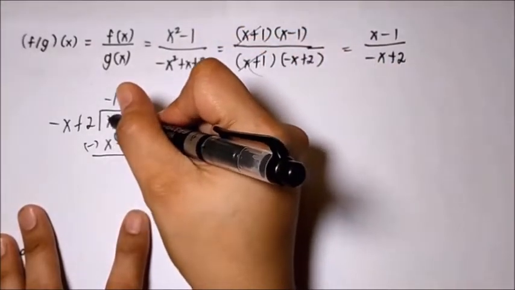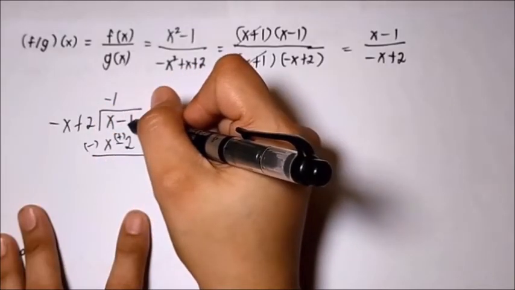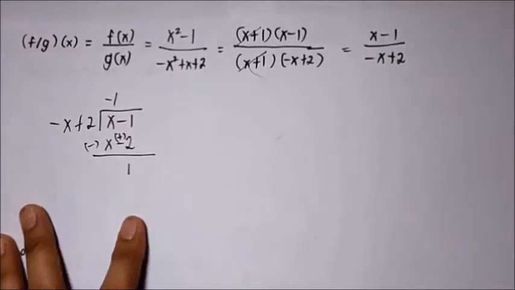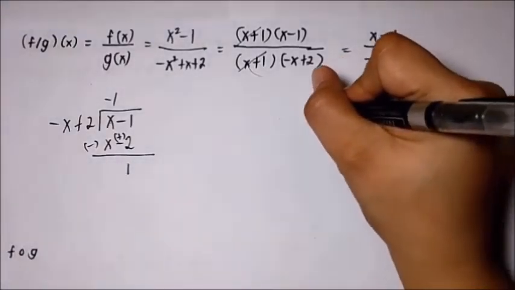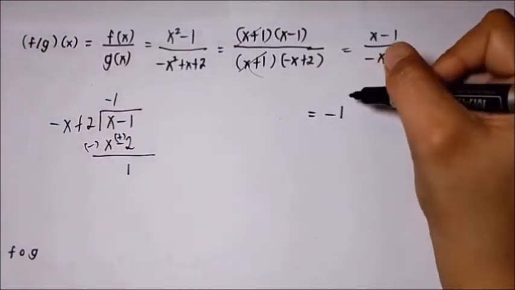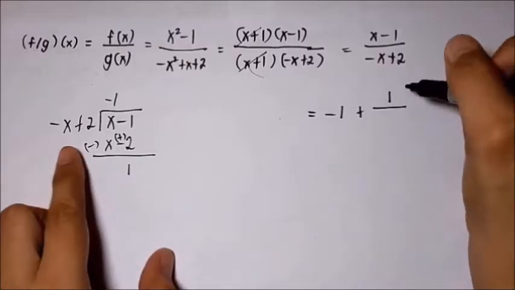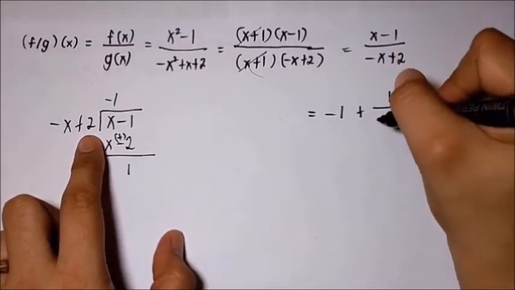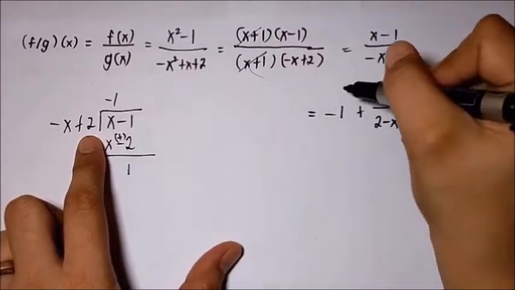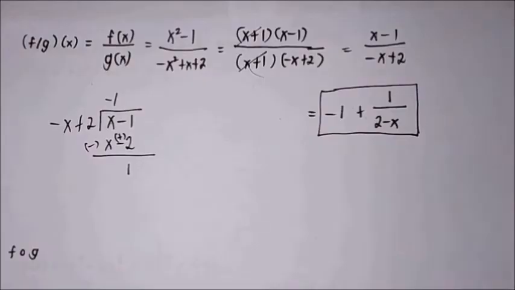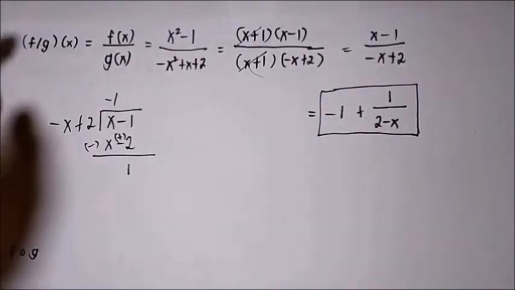So what would be the value now? x minus x is 0. Negative 1 plus 2. So that would be a remainder of 1. So the final value now is negative 1 plus remainder, that would be 1 over negative x plus 2 or 2 minus x. And this would be the result for the division.